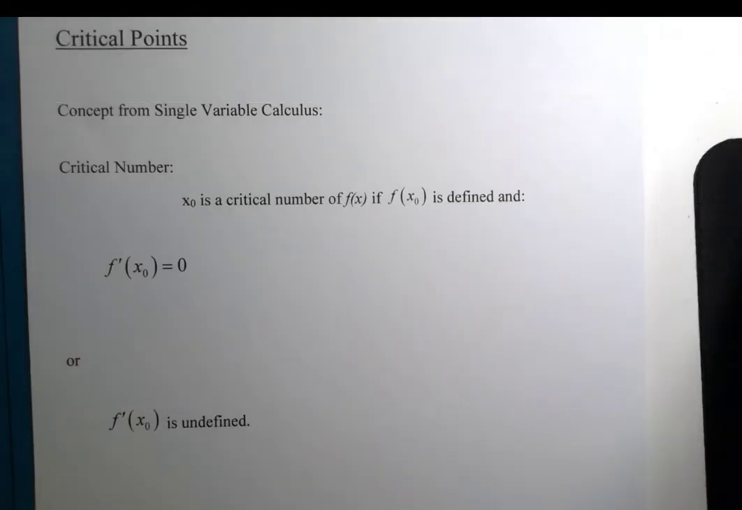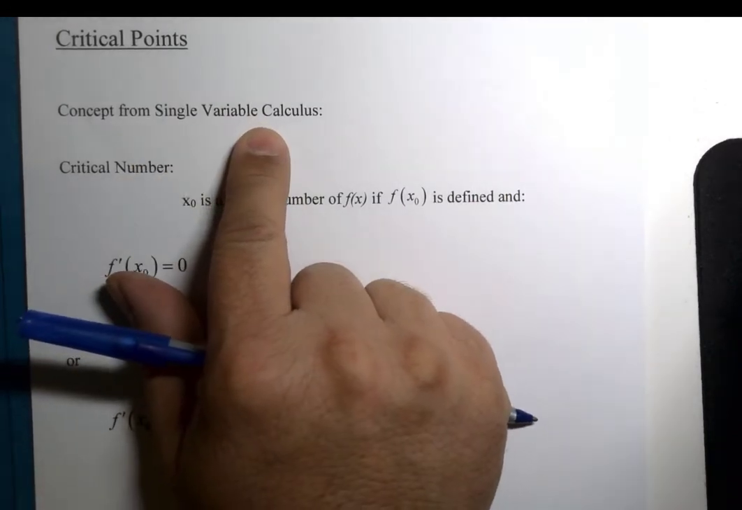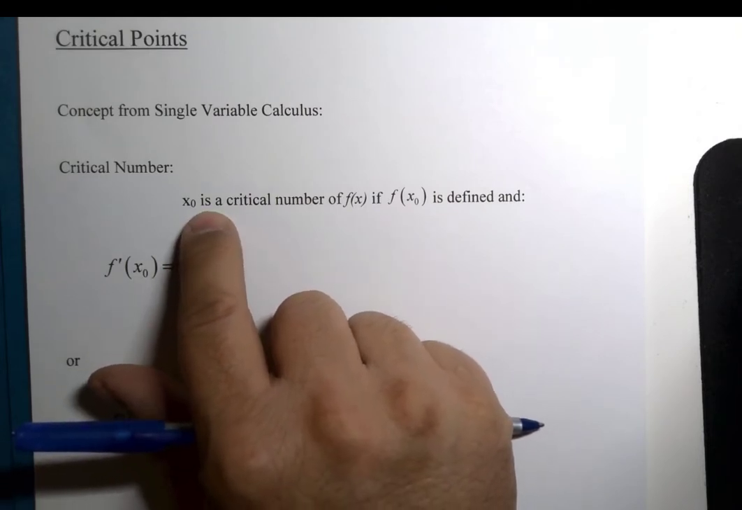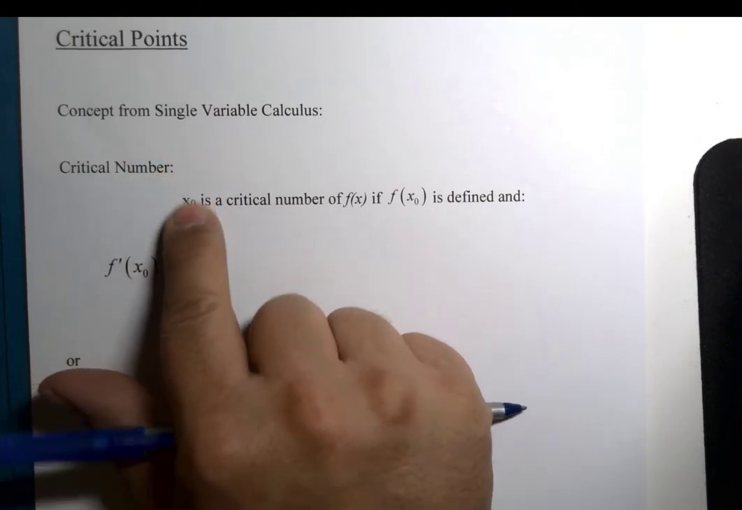So we're going to look at a concept that is reminiscent of single variable calculus, the concept of critical points, and see how this will translate into multiple variables.